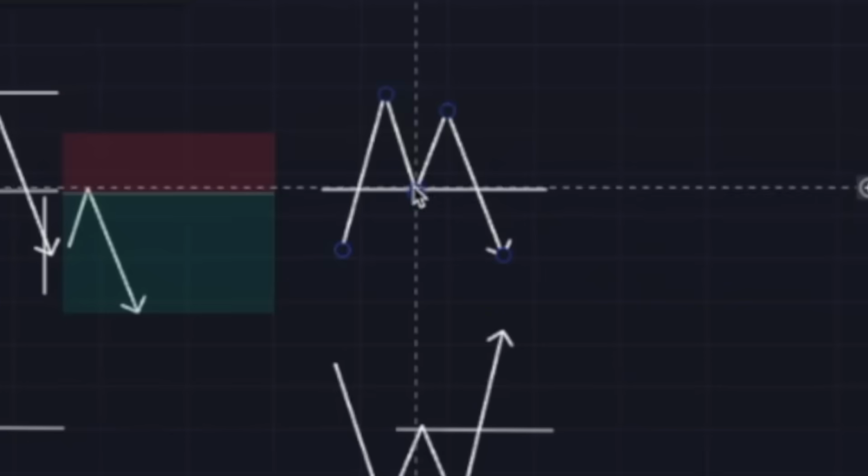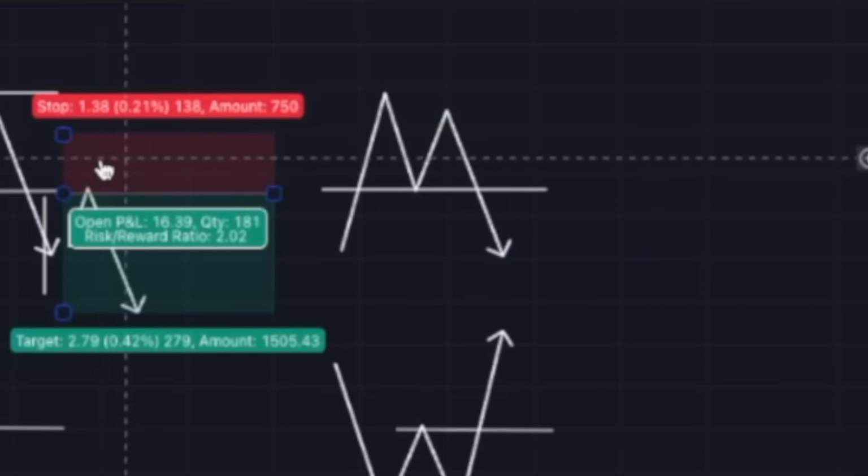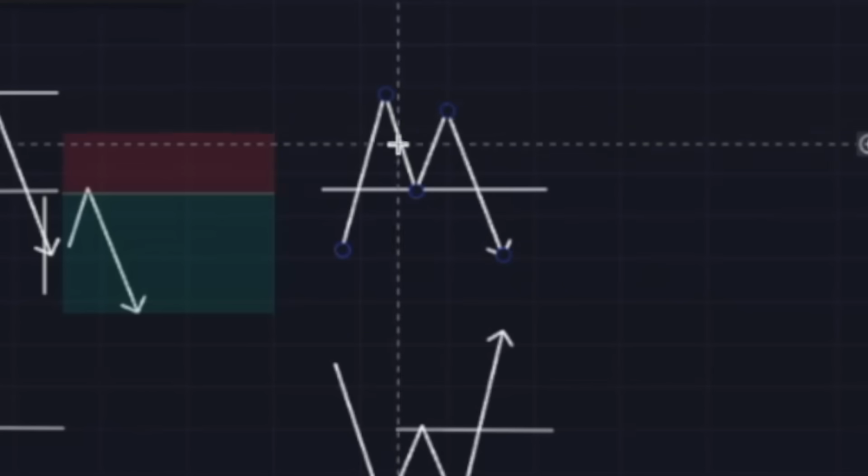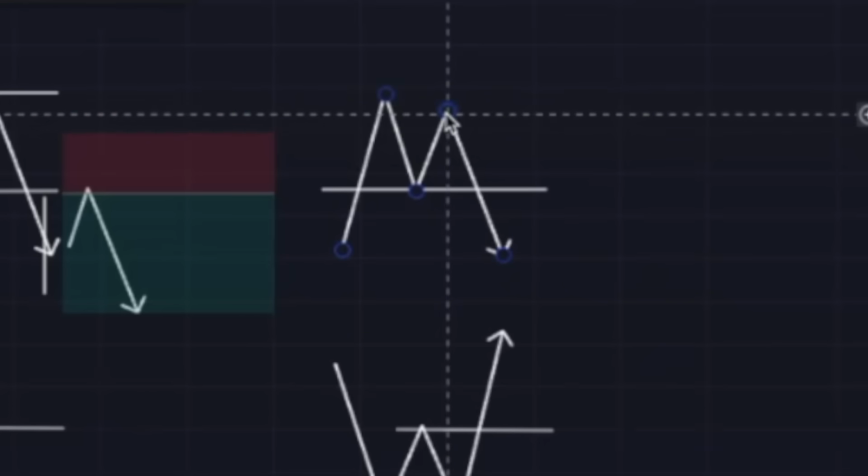Then we also have the M pattern. The M pattern is basically the same idea. We accept only one thing: that the second high is lower than the first high.